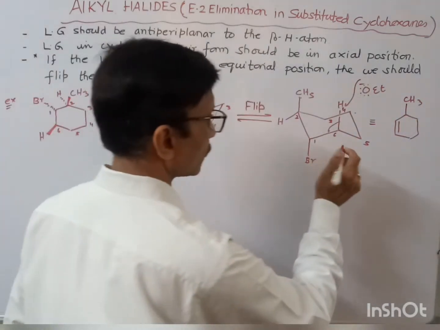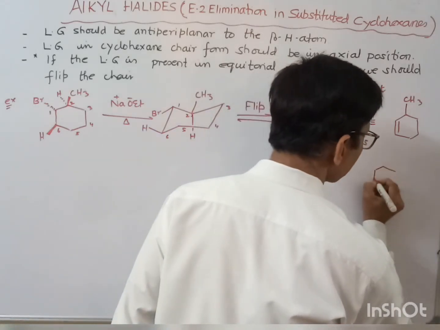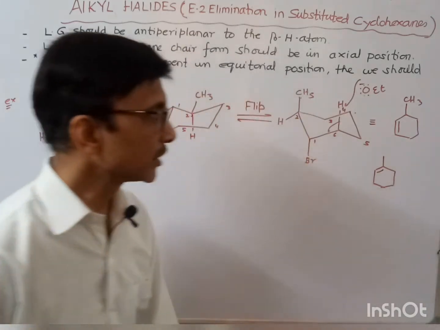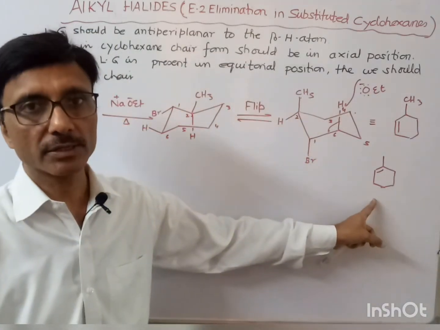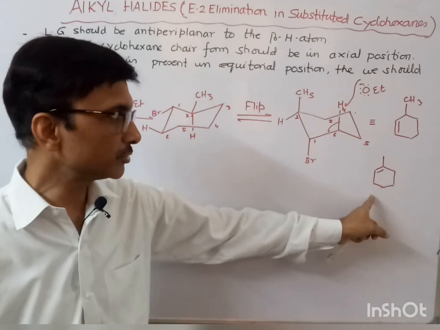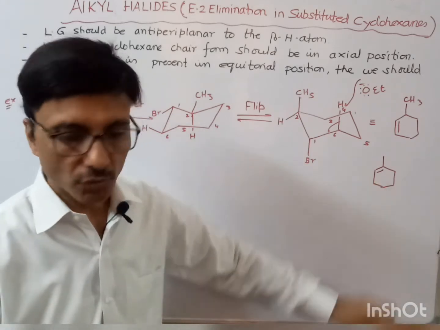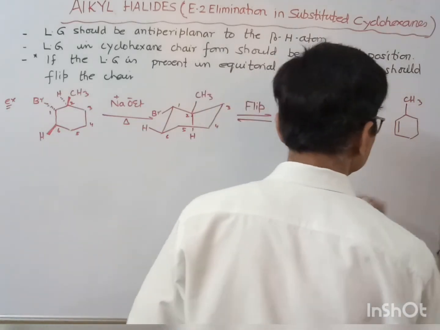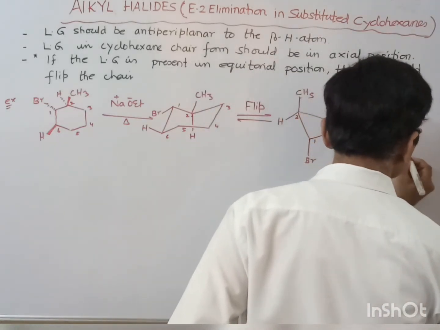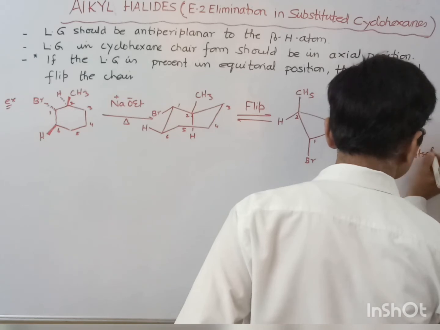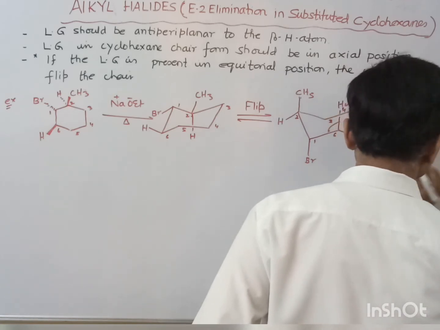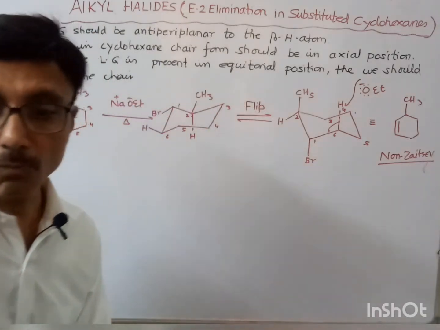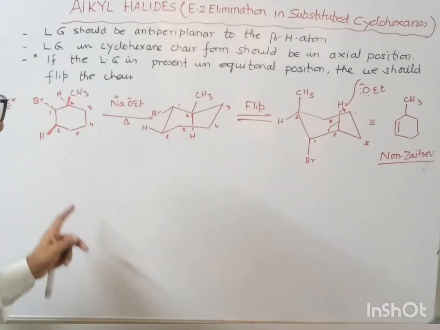Why is this other product not formed? This product will not form here, though it is a Zaitsev product, a more substituted product, but it will not be formed. So here you are getting the non-Zaitsev product again. The less stable product is formed in a more amount.